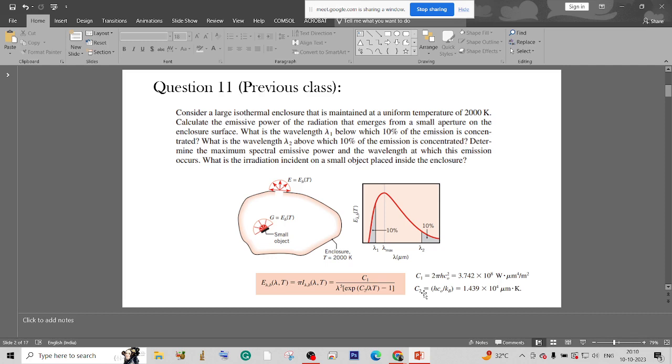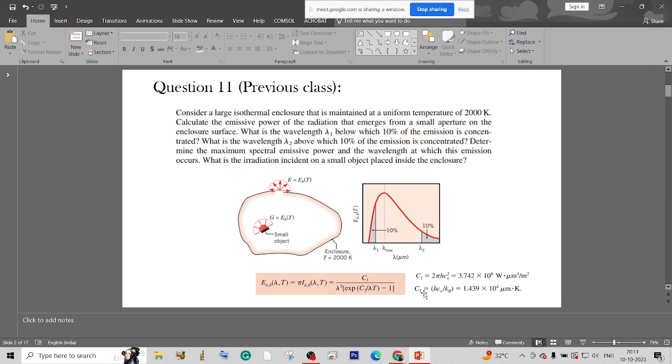Times exponential of 1.439 into 10 to the power 4 upon temperature, the temperature for maximum wavelength is 2898, minus 1. So this minus 1, sorry. Yeah, so this will be 8.293 into 10 to the power 7 watt per meter square micrometer. So this is 8.293 into 10 to the power 13 watt per meter square meter.